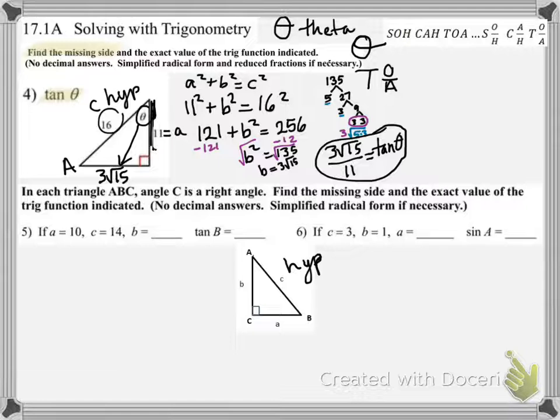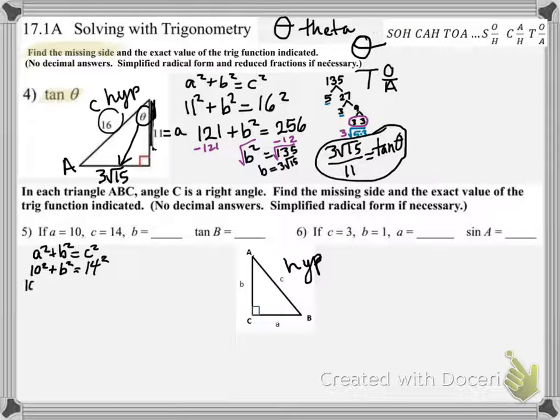Even without putting anything on the picture, I know I'm going to do A squared plus B squared equals C squared. So that is 10 squared plus B squared equals 14 squared. If you ever see that the biggest number is not the one you set up for C, go back and rethink things.